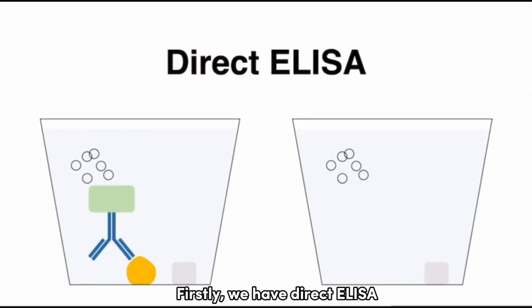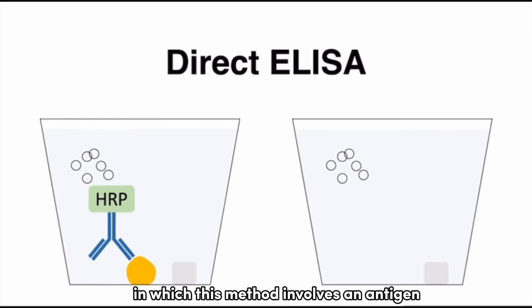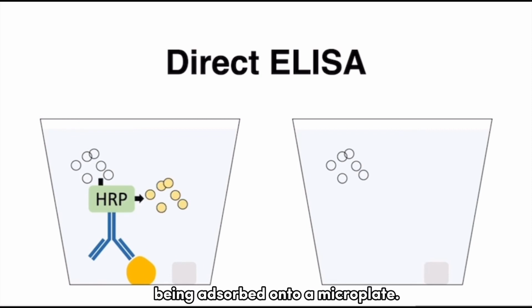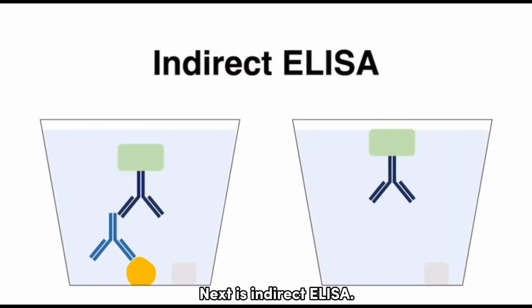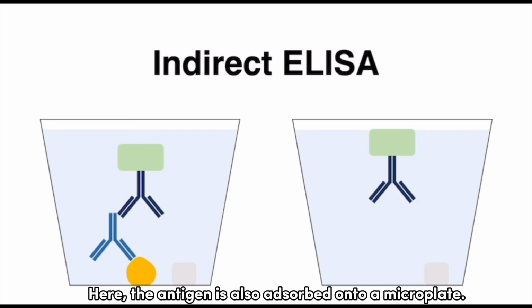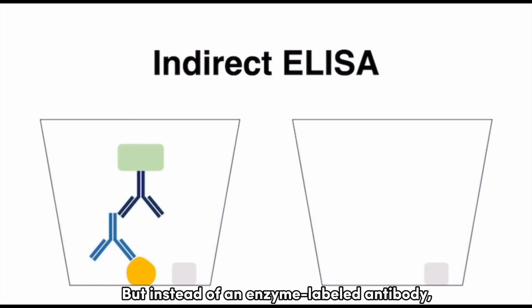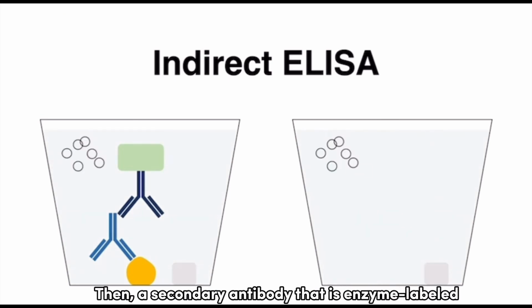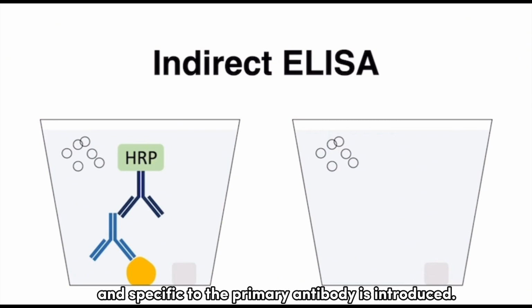Firstly, we have direct ELISA, in which this method involves an antigen being adsorbed onto a microplate. An enzyme-labeled antibody specific to the antigen is then added. Next is indirect ELISA. Here, the antigen is also adsorbed onto a microplate, but instead of an enzyme-labeled antibody, a primary antibody specific to the antigen is added first. Then, a secondary antibody that is enzyme-labeled and specific to the primary antibody is introduced.